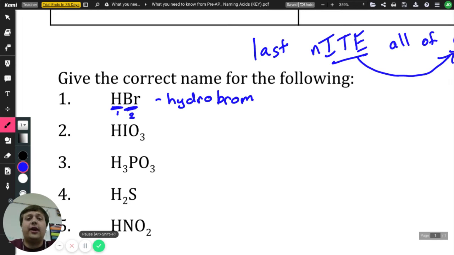But when I have an acid, I change the ending of that anion to ic. So instead of being hydrobromine, it's going to be hydrobromic. And then it's an acid, so we write acid. So hydrobromic acid.